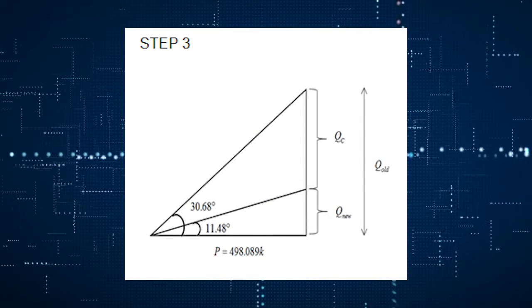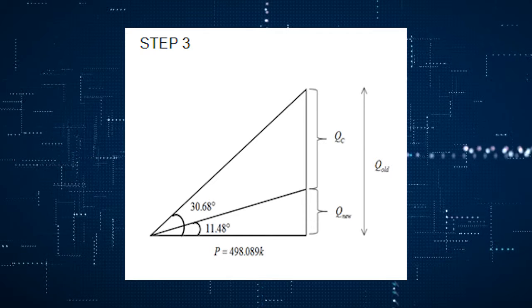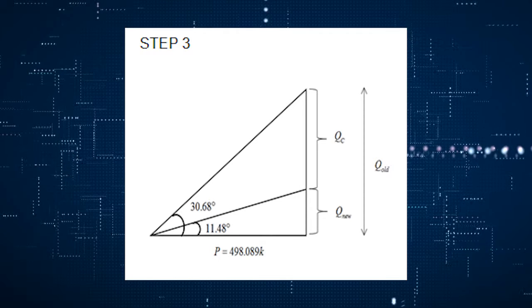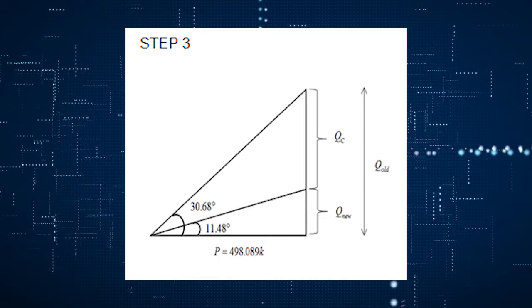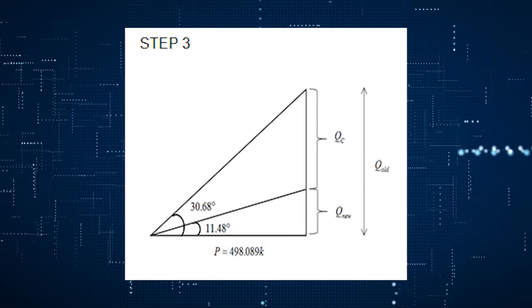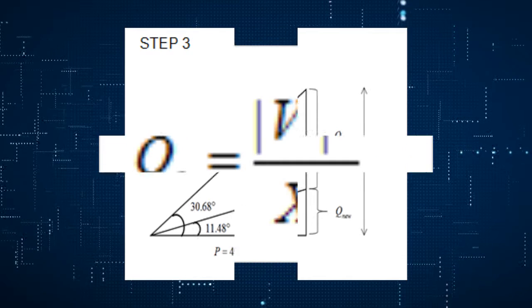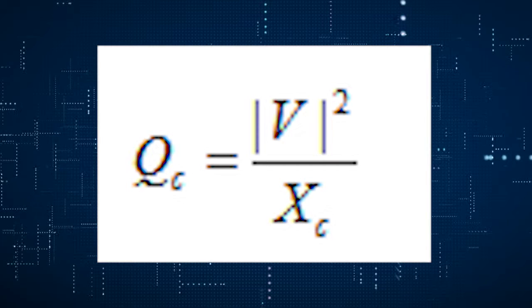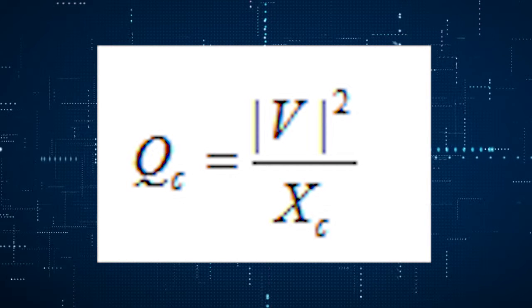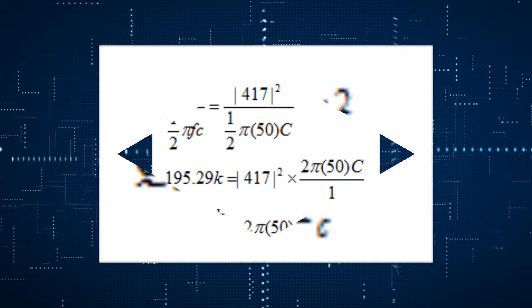Next, step 3, we have to combine the old power triangle and the new power triangle to determine the reactive power for the capacitor. So, we use this formula to find the value of capacitance.